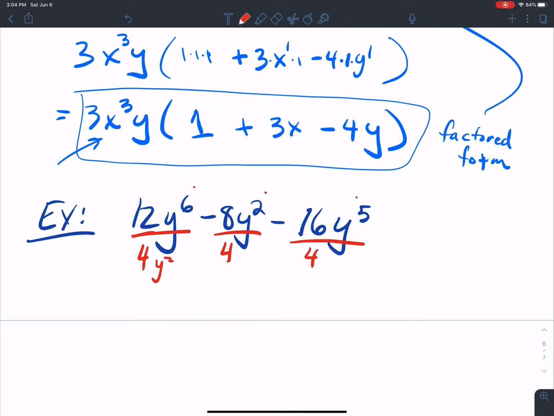ax minus 2bx minus 2ay plus 4by. Okay, step one. Step one, group them. Group the first two, group the second two. And then what's the second part of it? Make sure there's a plus in the middle. Uh-oh, we don't have a plus in the middle. What do we have? We got a minus. So how do we take care of that minus?